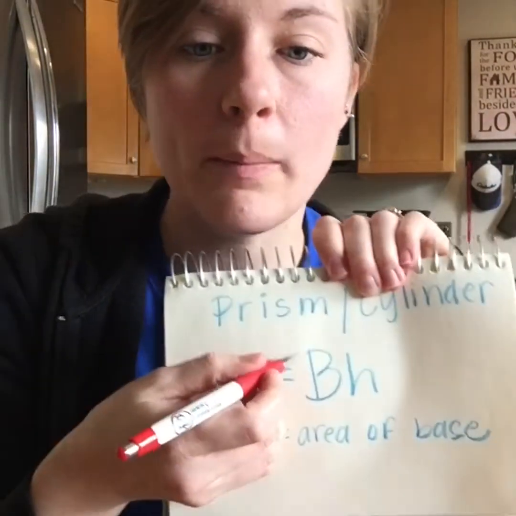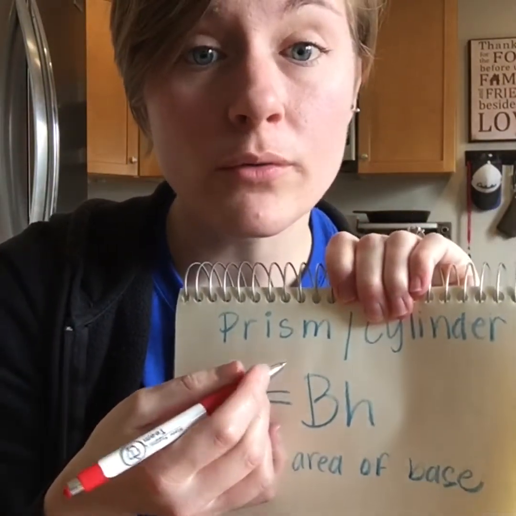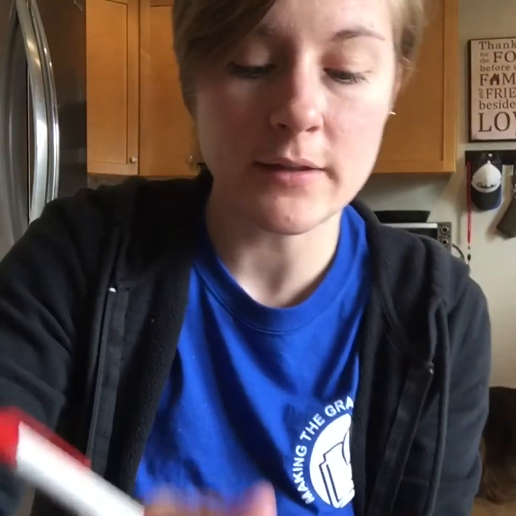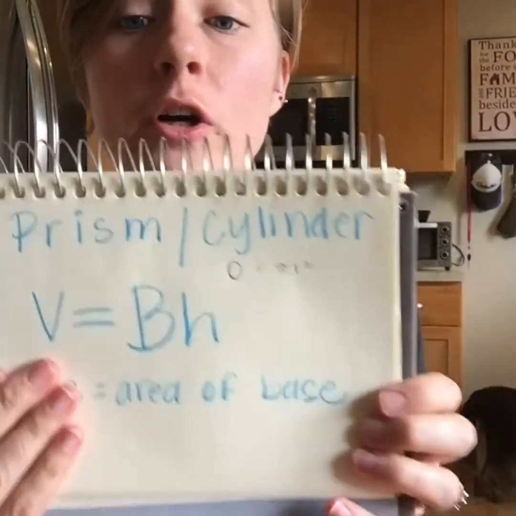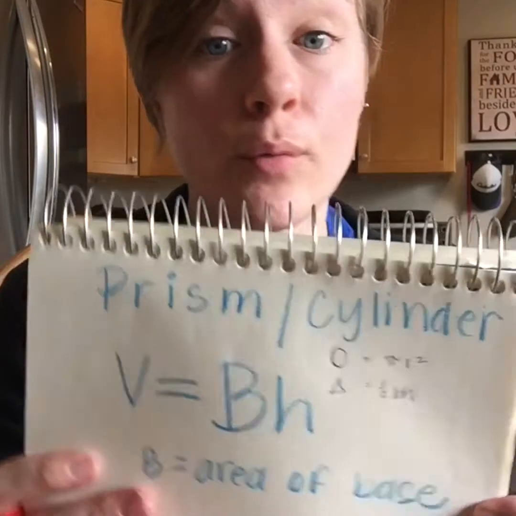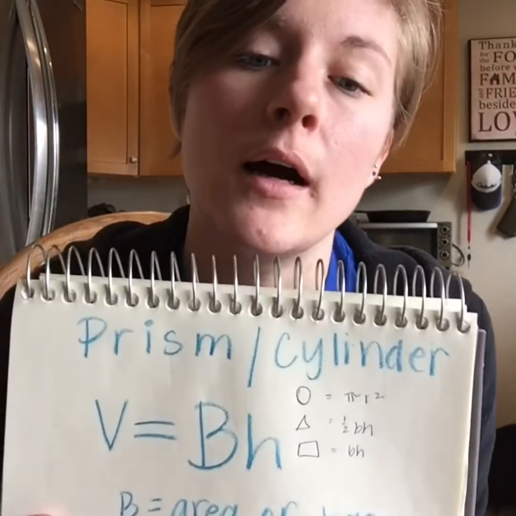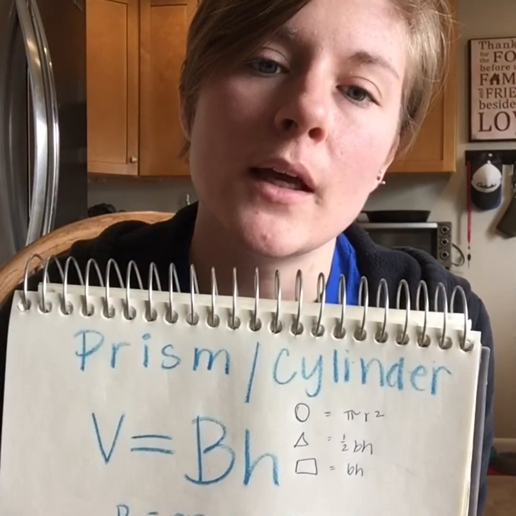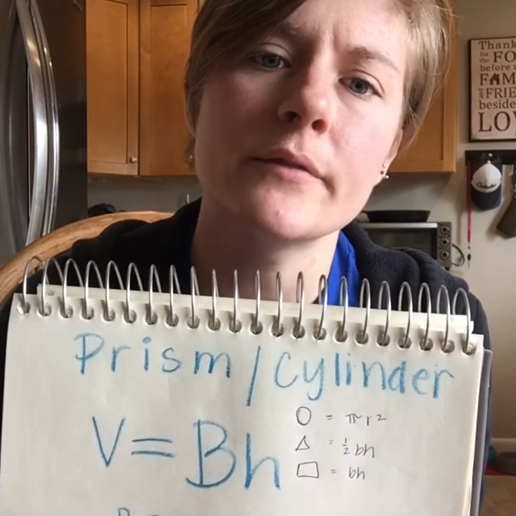Just because I know you're going to see this, your base could be a circle, which is pi r squared. I'm going to write that down. It could be a triangle, which is 1/2 base times height. It could be a rectangle or a parallelogram, which is always going to be base times height. And that's probably all you're going to see.